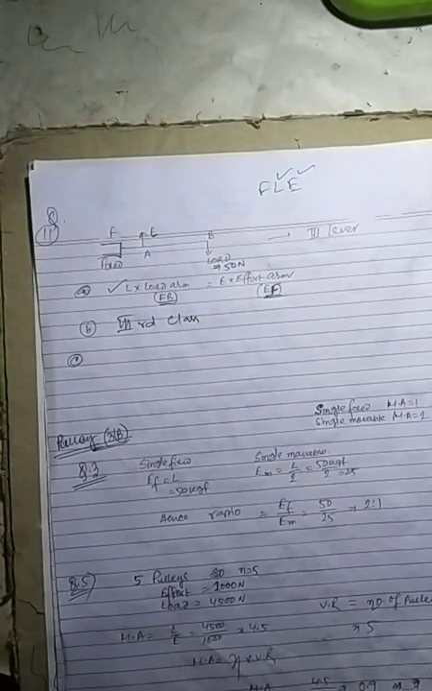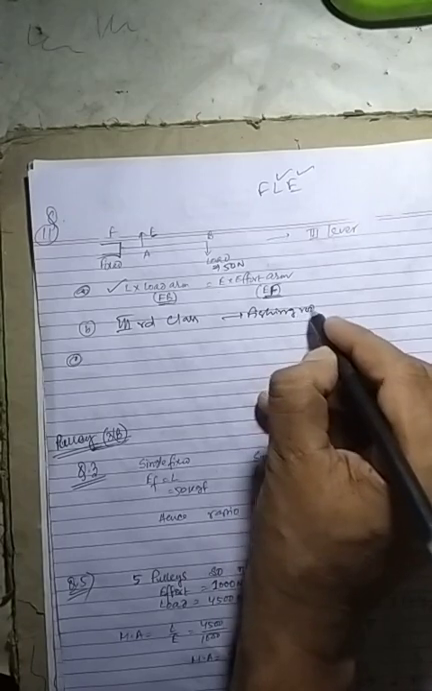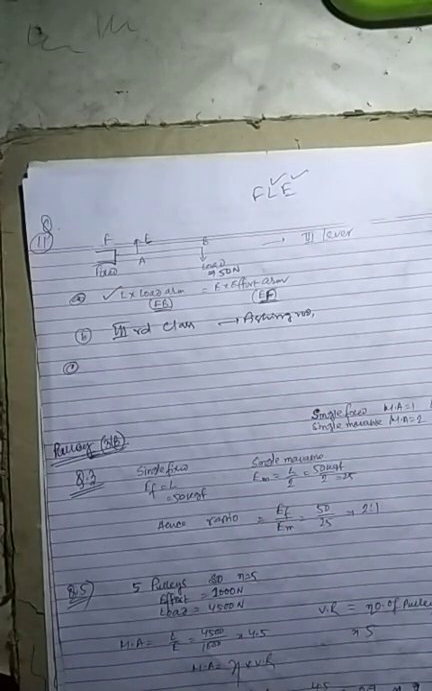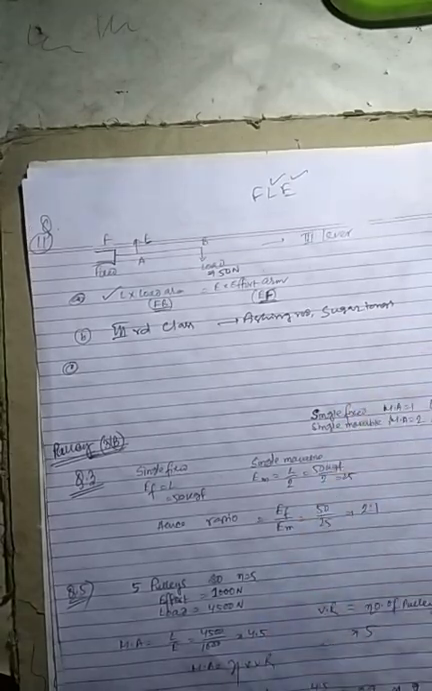Another example you can write is a fishing rod. Fishing rod is another example of a third class lever. You can write fishing rod. Okay, or tongs, sugar tongs, that is also an example of a third class lever.